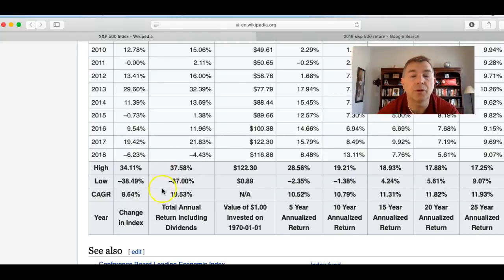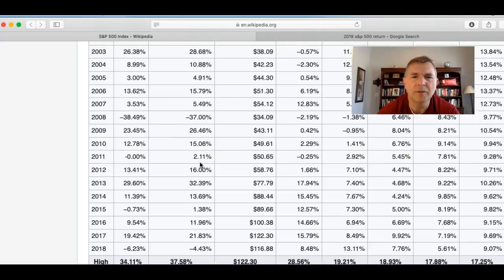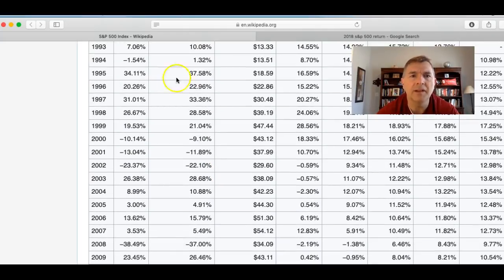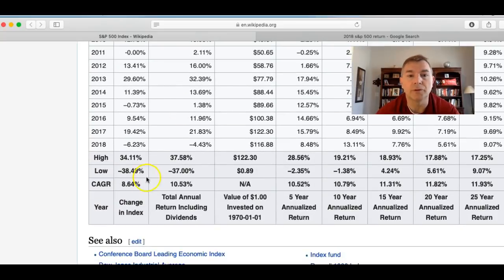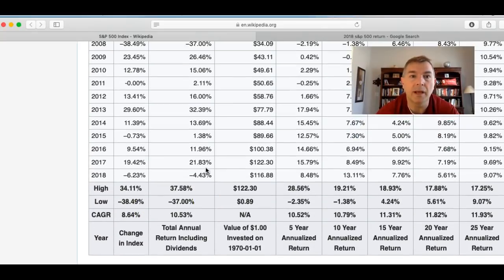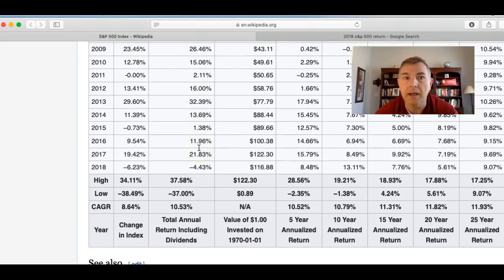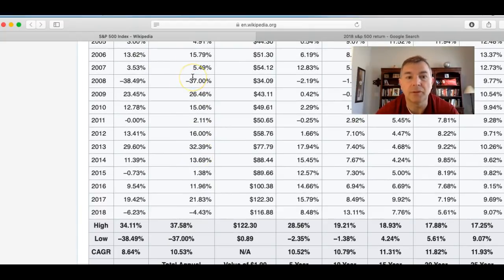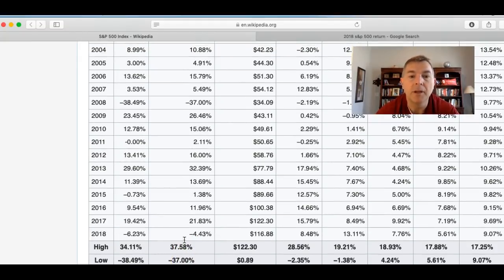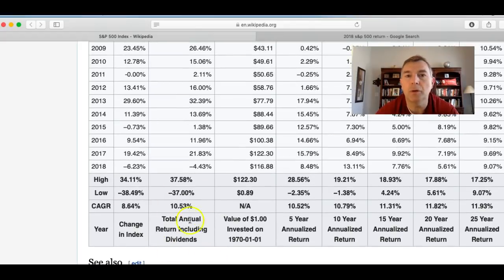All right. So the highest return with dividends was 37.58. What year was that? 1998 or something like that? Yeah, 1995. Excuse me. And the lowest return was minus 38.49 in 2008. Actually, that's right there. Oh, right on this side. Yeah. Okay. I mean, so with dividends, the lowest return is minus 37% in 2008. Yeah. All right. So anyway, you've got to always include dividends.